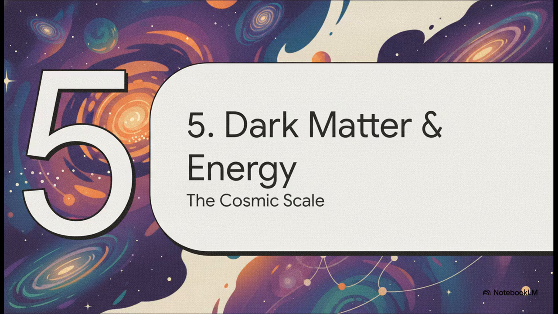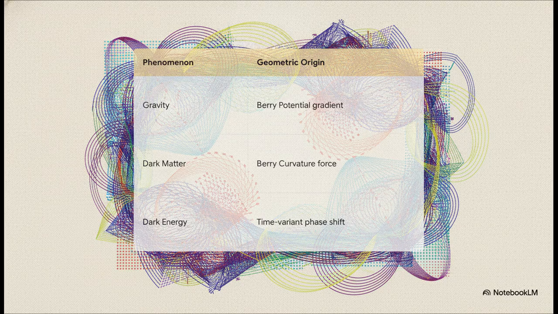Next up, Part 5, dark matter and energy on the cosmic scale. Having completely solved the tiny microscale of particle mass, the framework zooms way out to seamlessly explain the grandest, most elusive mysteries of the cosmos. By re-deriving the math for this mixed curvature space, we get a breathtaking translation. Gravity? That's simply the gradient of the Berry potential, a pull toward a higher density of seam crossings. Dark matter? That's the lateral force of Berry curvature, and dark energy is just a time-variant phase shift.